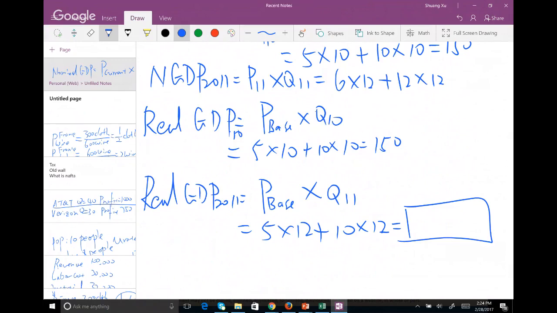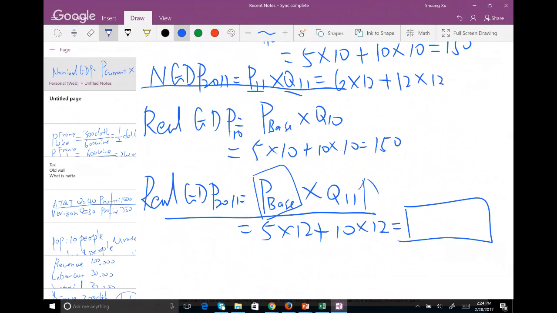So the difference between nominal GDP and real GDP is that for nominal GDP, everything changes. So price increases, quantity increases. And for real GDP, your price stays the same, so it's always the same base year price, and then quantity changes. So quantity goes up and down, okay? For real GDP, the only thing that changes is quantity, and price never changes.